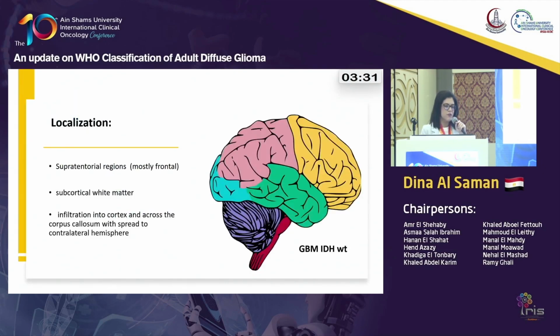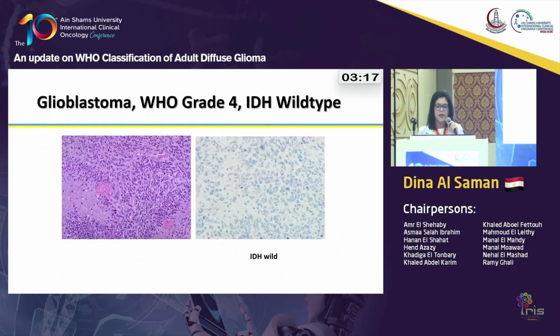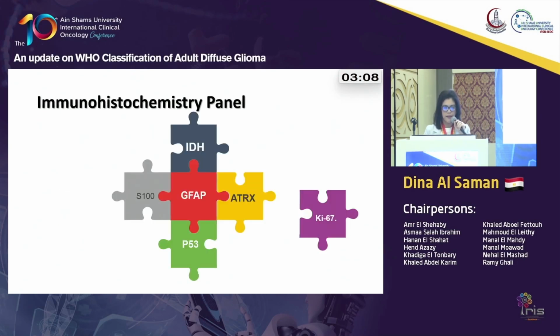As to the localization of the GBM, you all know that it comes commonly supratentorial and it loves the frontal lobe, maybe often in the subcortical white matter. Infiltration into the cortex and across the corpus callosum with spread to the contralateral hemisphere is another thing that is seen. This is how the tumor on immunohistochemistry gives a negative or an IDH wild status. Okay, so this is the immunohistochemical panel that we refer to when we are in front of a glioma, let's say: the GFAP and the S100, the IDH, the P53, the ATRX, and the Ki67, which surely increases with grades.